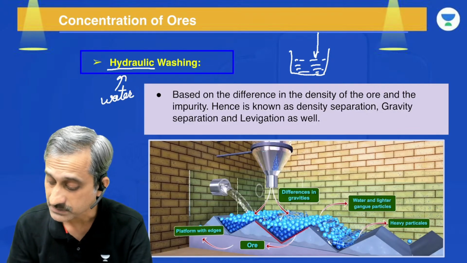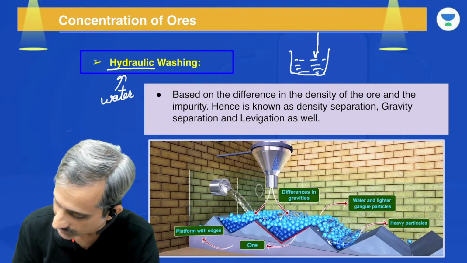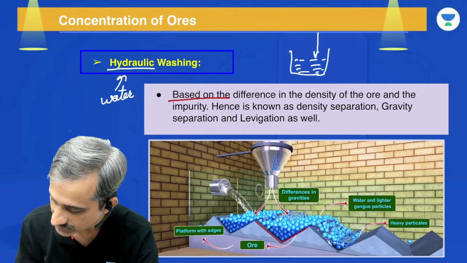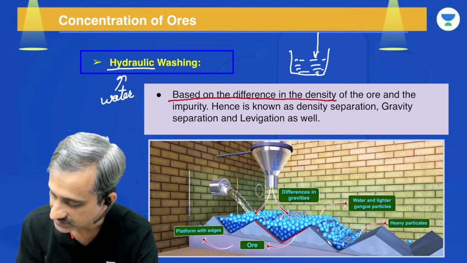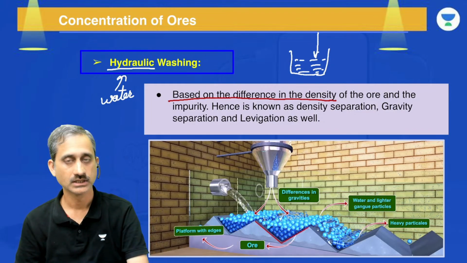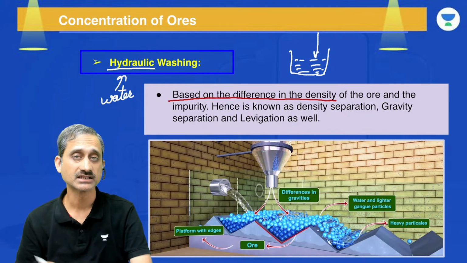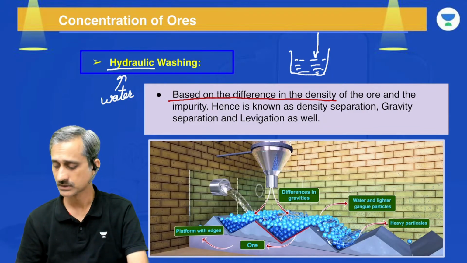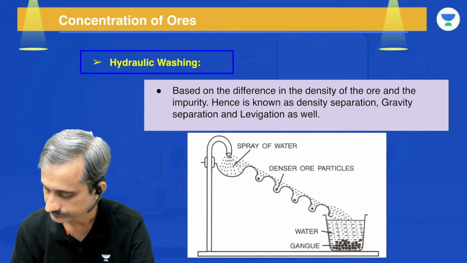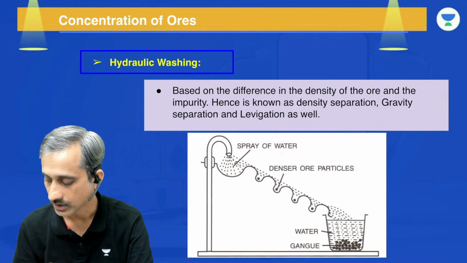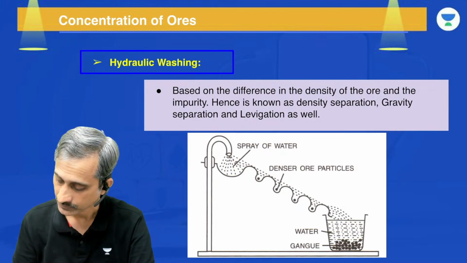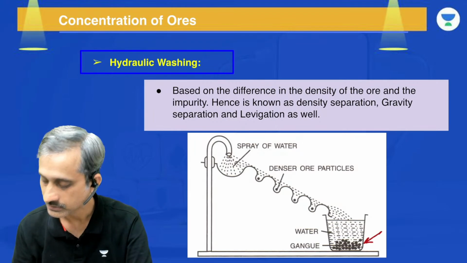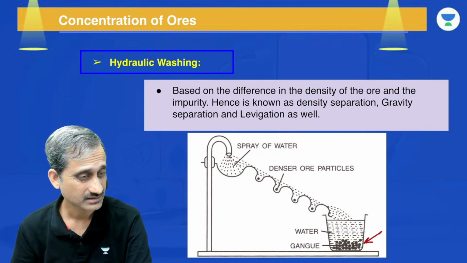Okay, so this is based. See, this is what is important. You need to know the basis of each: based on the difference in the density of the ore and the impurity. Ores are heavy, so this method is used for heavy ores, something like iron ore, tin. This is what we use, and this is a preliminary method. Okay, this is another way of depicting it. We have the spray of water, it moves down, and we get the soil, the mitti, the gangue down.